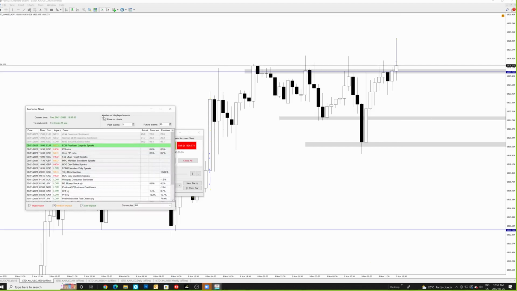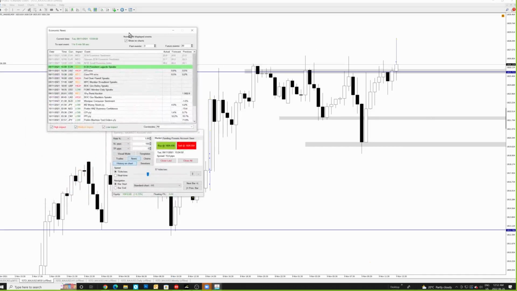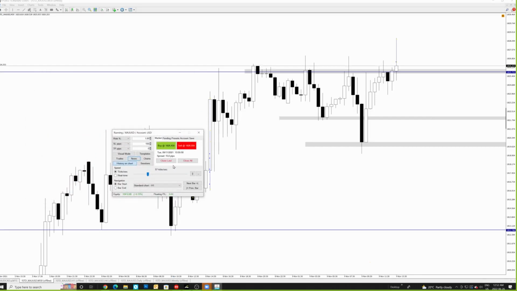Also, we got news over here later on, PPI. So, yeah, I was really expecting price to continue pushing forward. Oh, wow, we're coming back in the range over here. Coming way back in the range. Okay, so I guess we're going to wait for the news over here now. Oh, wow, okay. Coming all the way down.